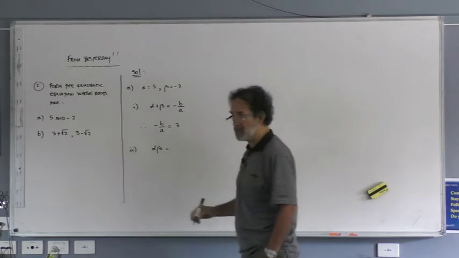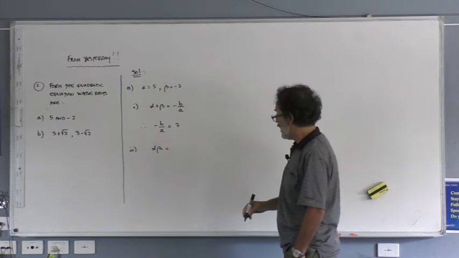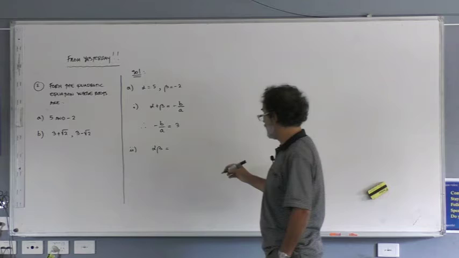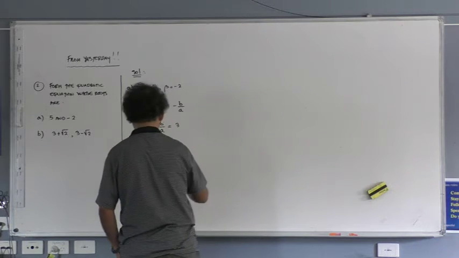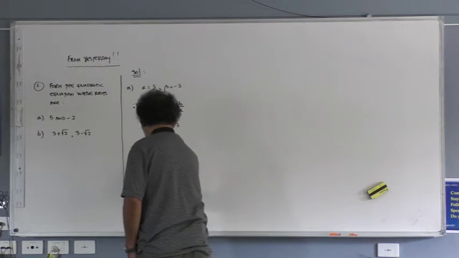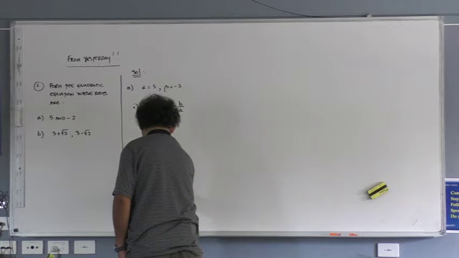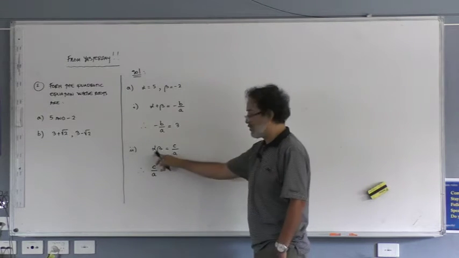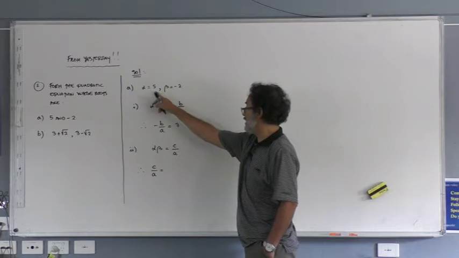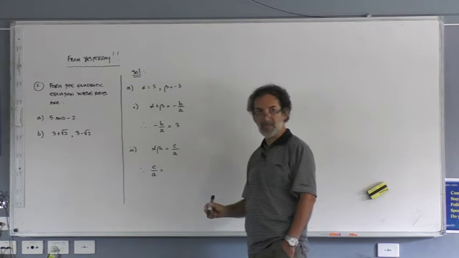Okay, and then we're going to do alpha times beta. We know that alpha times beta is equal to c on a. So therefore, c on a is equal to the multiplication of alpha and beta. So it's going to be 5 times -2, which is equal to -10.